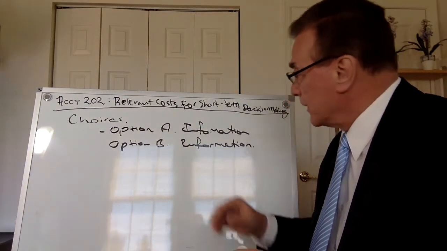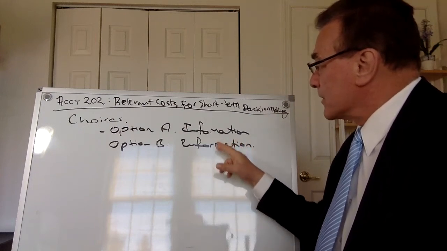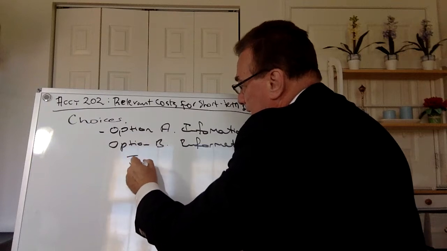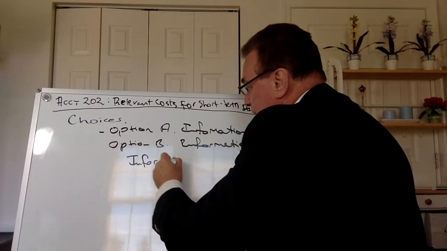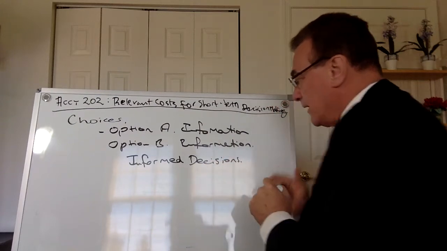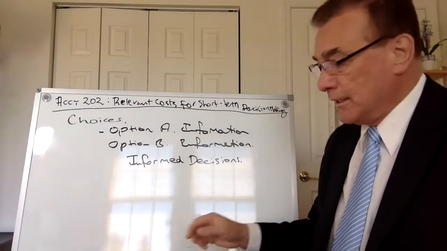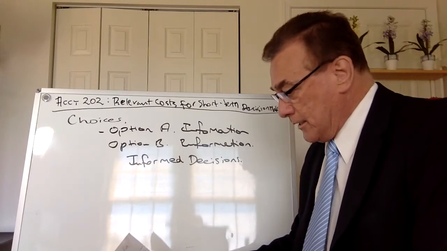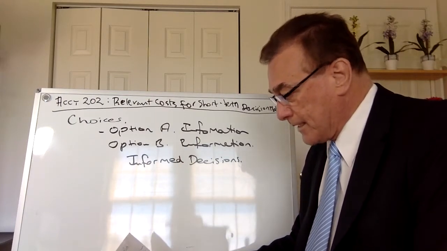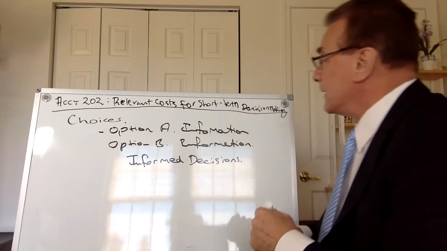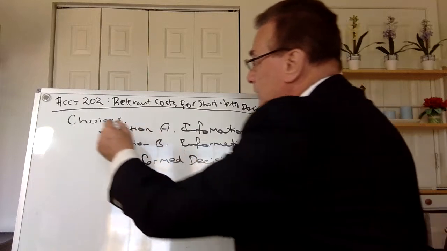Because what we want to do is allow managers to make informed decisions. It's very important that we provide the information for managers to make informed decisions. The information should be relevant, and it should be relevant to each option. Alright, so that's the aspect of decision making, where you've got choices.